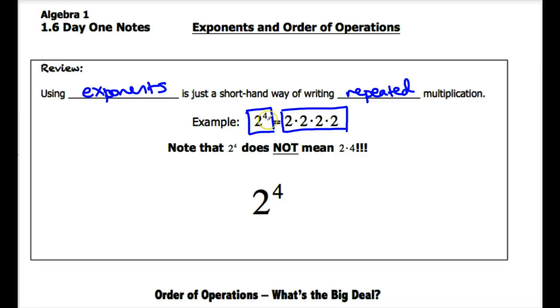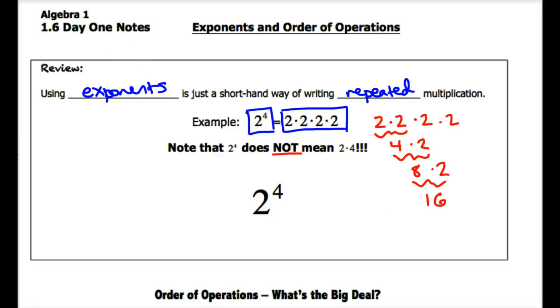Now, the most common mistake I see is students seeing this notation 2 to the 4th power and thinking that means 2 times 4. So make sure if that has ever applied to you, you highlight this next part. 2 to the 4th does not mean 2 times 4. It means 2 times itself 4 times. So if we do 2 times itself 4 times, if we take 2 times 2, that gives us 4. Times 2 again would be 8. And then times 2 one more time, that's the 4th time, that would give us 16. So 2 to the 4th power is really equal to 16, not 8.